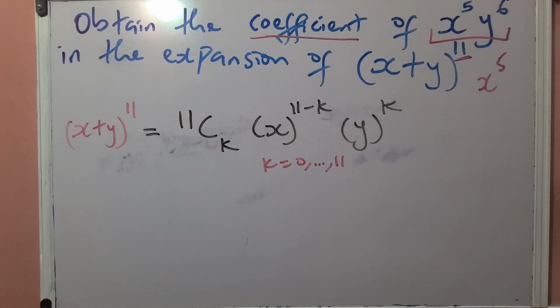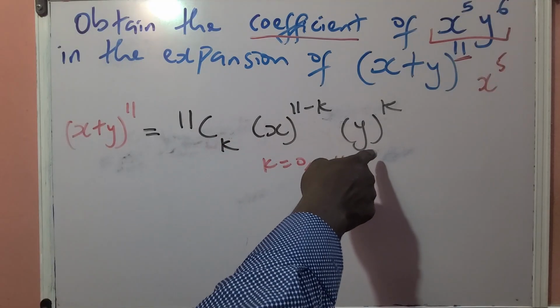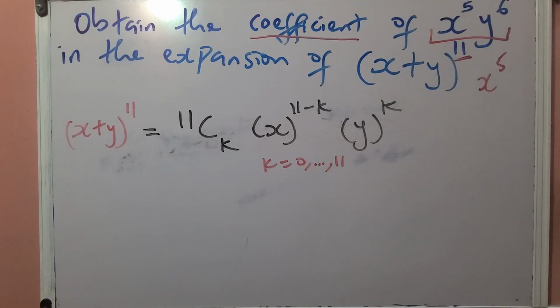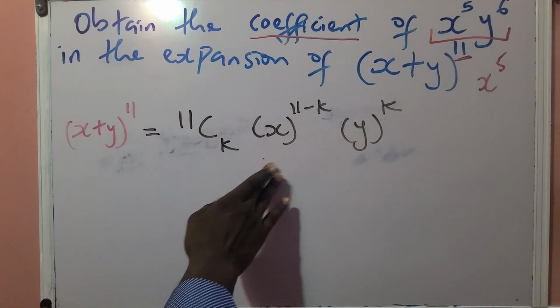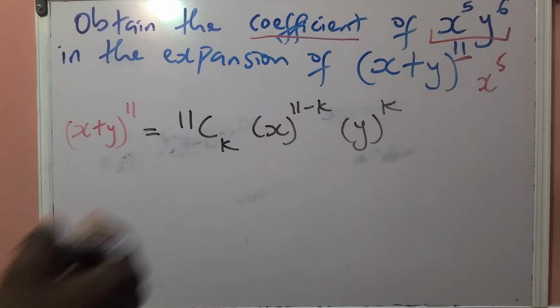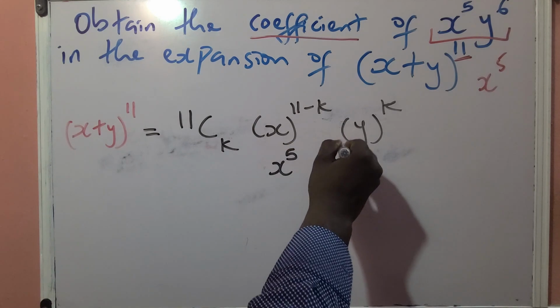So the easier technique in solving a question like this is to do something very simple, and this is it. While I have written this out this way, the next thing I want to do is position the question, which is x raised to power 5 and y raised to power 6.